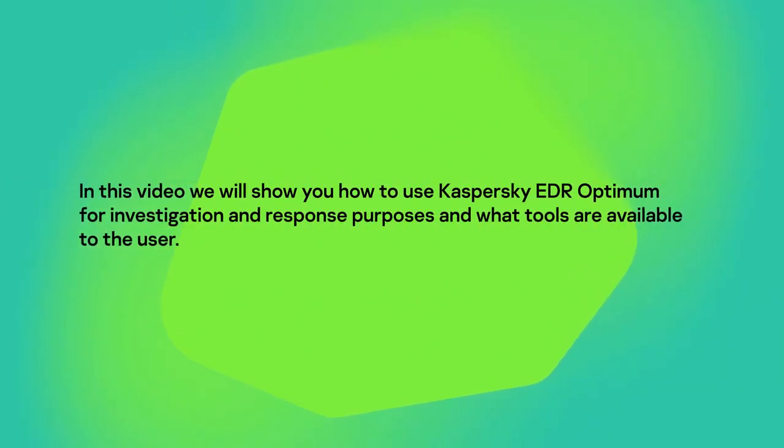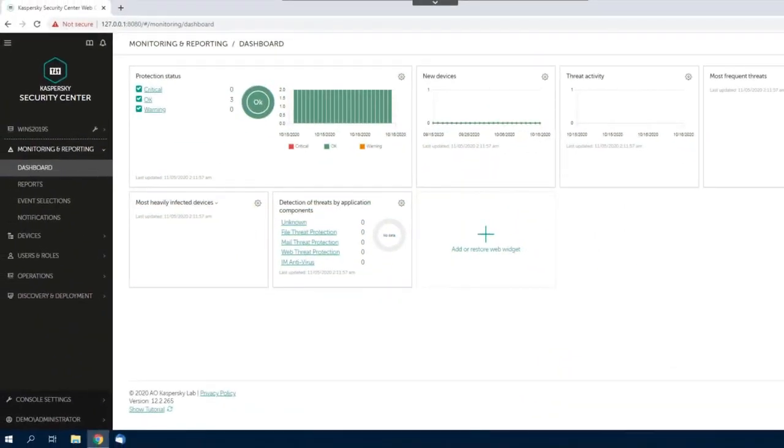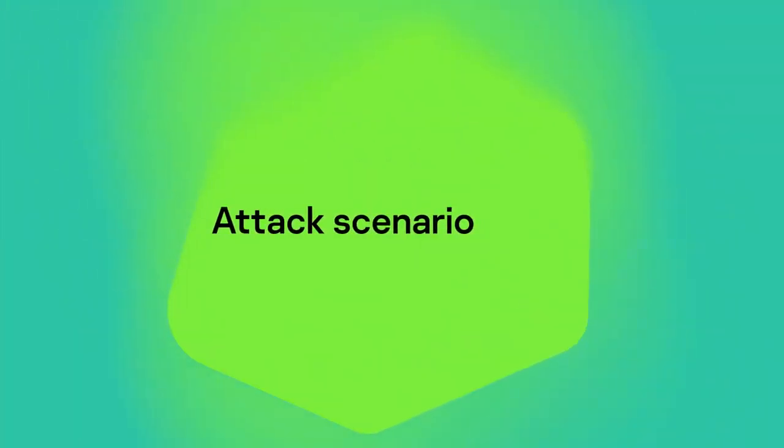In this video, we will show you how to use Kaspersky EDR Optimum for investigation and response purposes and what tools are available to the user. The example that we're going to be using is an attack beginning with a classic phishing email and attachment. This attachment itself isn't actually malware, but it can be dangerous, and we'll see why now. Let's take a look at this attack scenario.